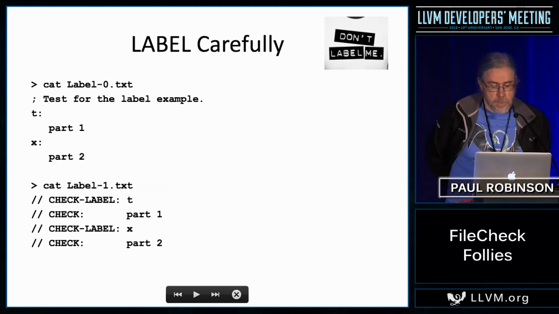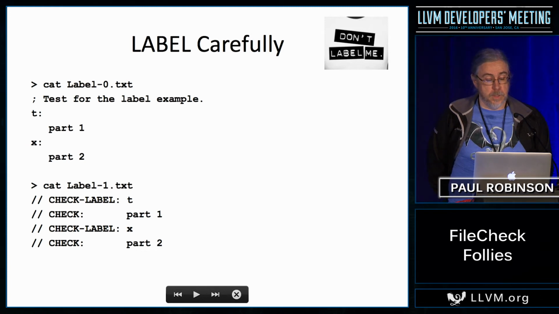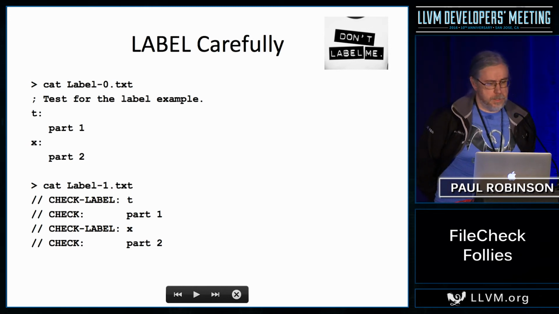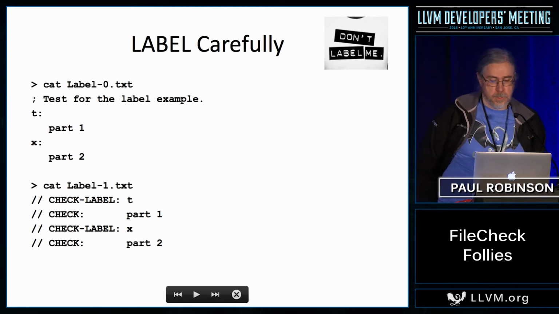All right, label. Label has some interesting properties. Here we have an example of some pretend assembler text. We have a label T with some text that we want to check, and label X with some more text. So we just copy that into the check lines. We check for T, we check for part 1, check for X, for part 2.